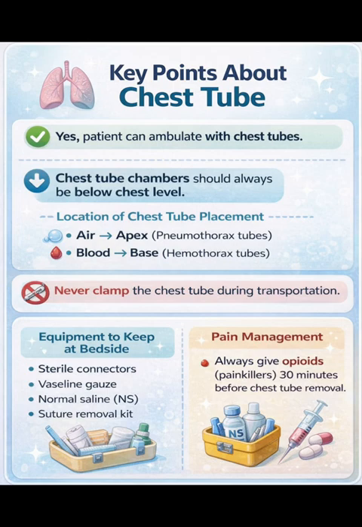Equipment to keep at the bedside of a patient with a chest tube: sterile connectors, Vaseline gauze, normal saline, suture removal kit. Always give opioids 30 minutes before chest tube removal.